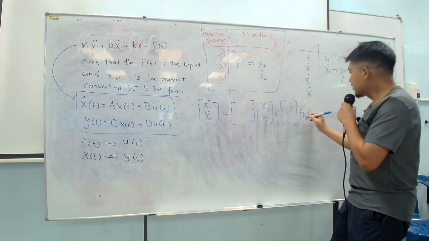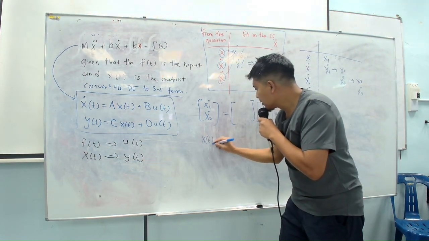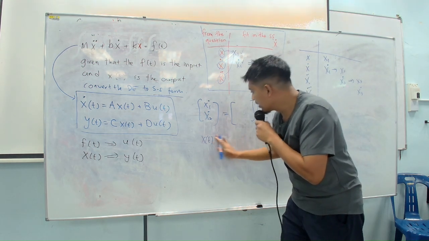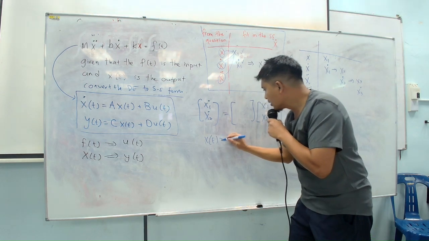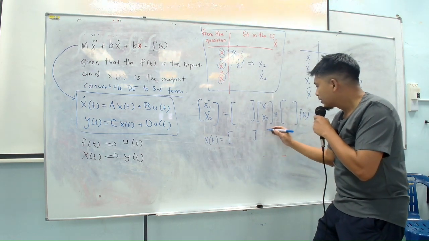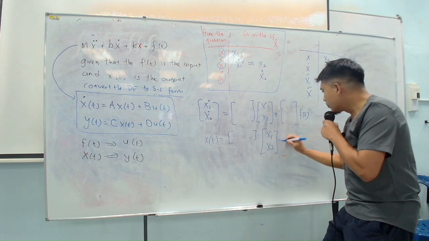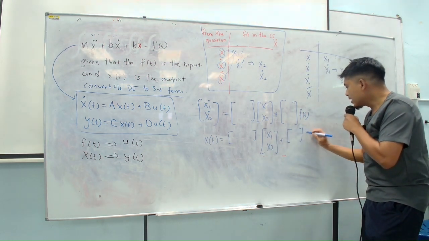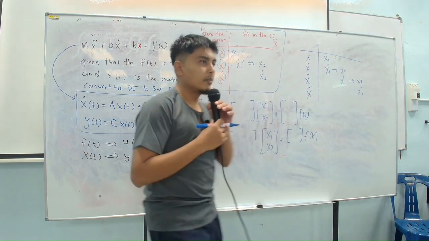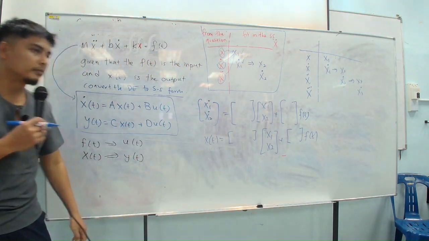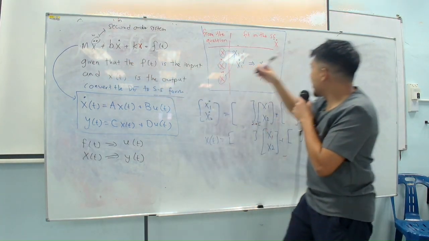ft, y output is xt, the output is xt equal to x1, x2 plus ft. We have m, put the m.